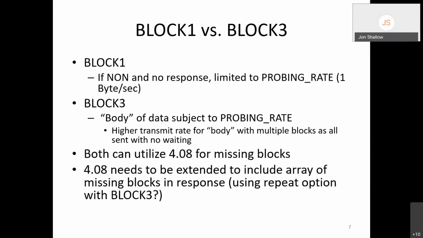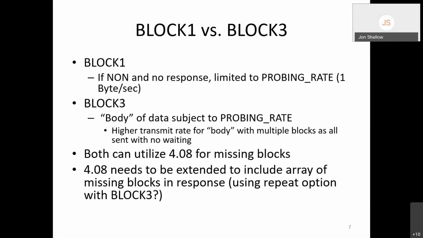Both block 1 and block 3 can utilize the 408 missing blocks, the entities not complete type stuff, but we need to extend the message that's in the response of the 408, either with the data body having the array of what's missing, or we just include in the 408 response the fact that we've got block 3s and we've seen these blocks and we haven't seen those other type blocks sitting in there.